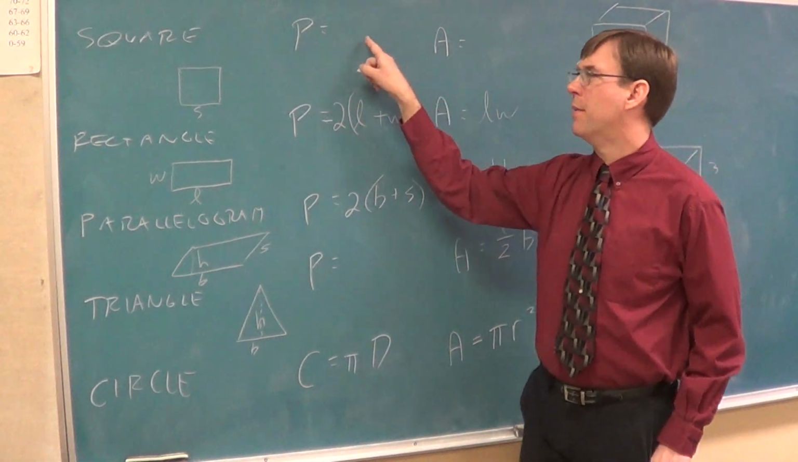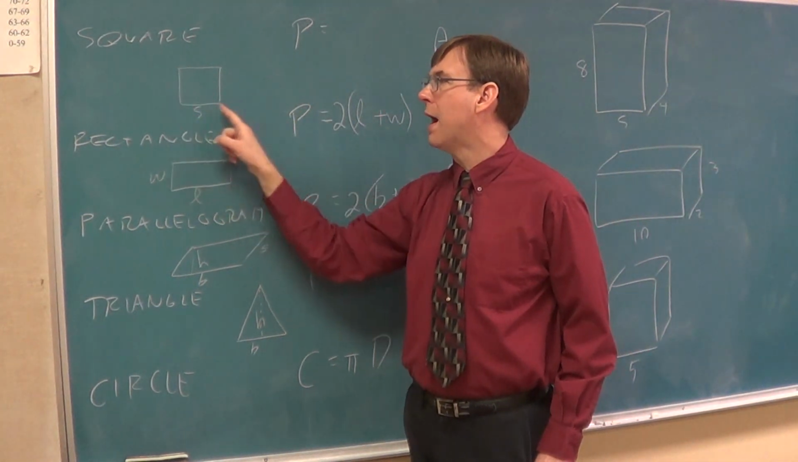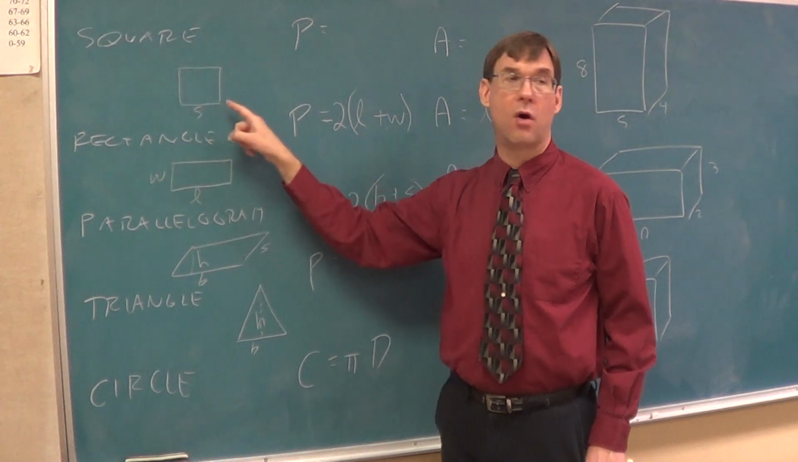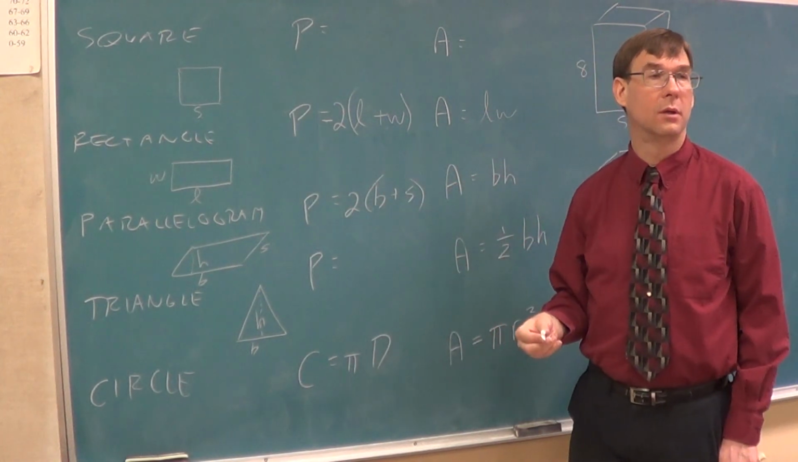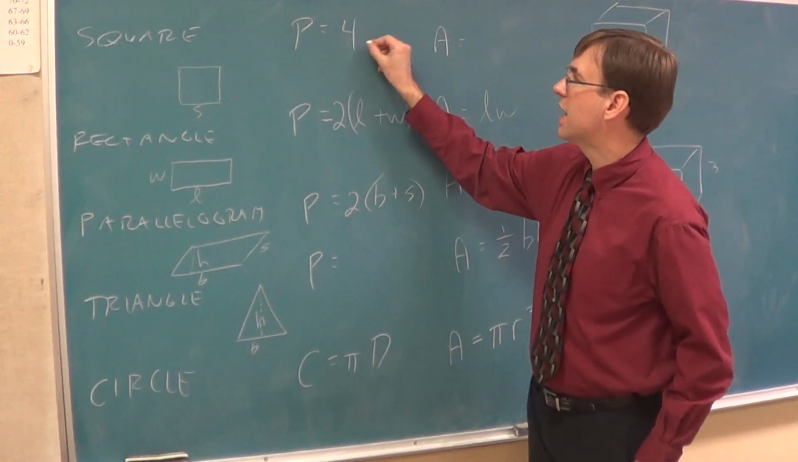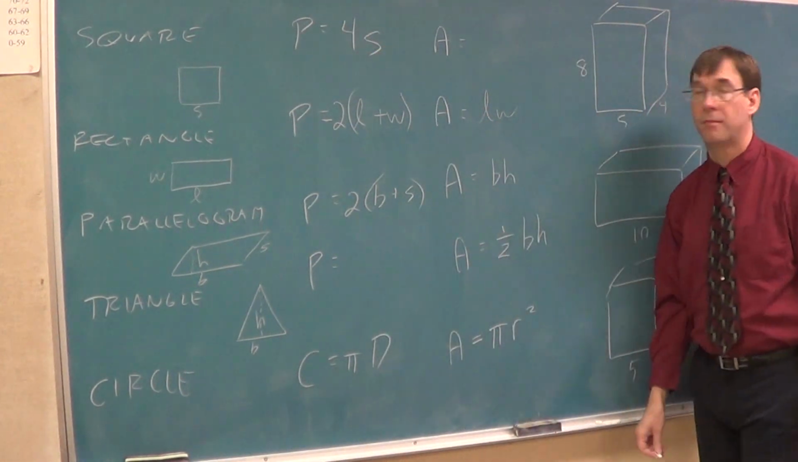How would you do the perimeter? How would you figure out around the square how far it is? This number times 4. We would take that number times 4. Just take 4 times the number that we've got.